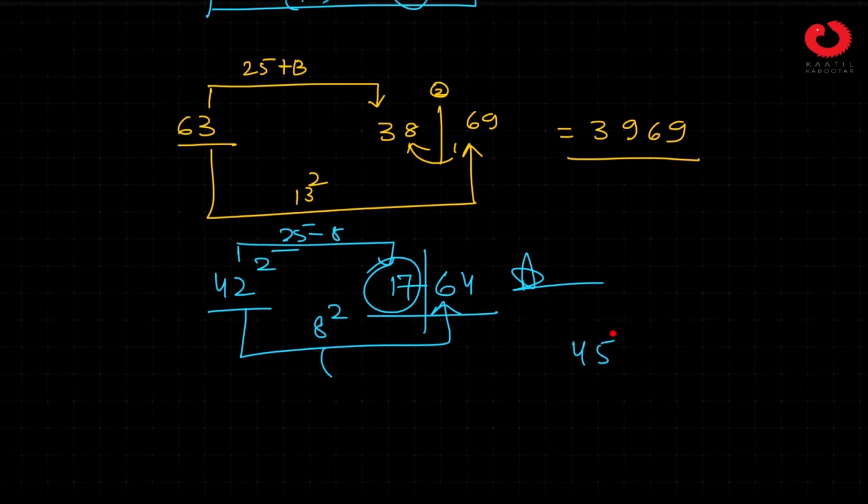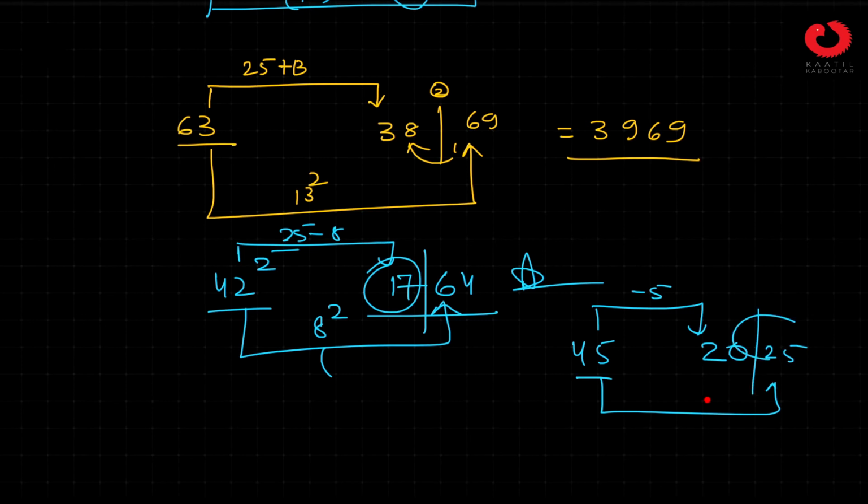Similarly 45 square, you can see it's 5 less. So 25 minus 5 is 20 and 5 square is 25. So very quickly you can write all such numbers, whether that be less than 50 or more than 50. So with this method, we can see that there is an entire range of numbers that we have covered.